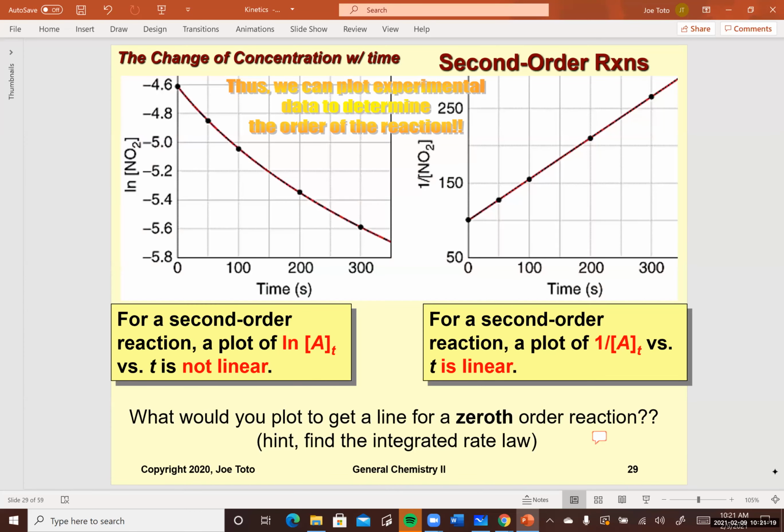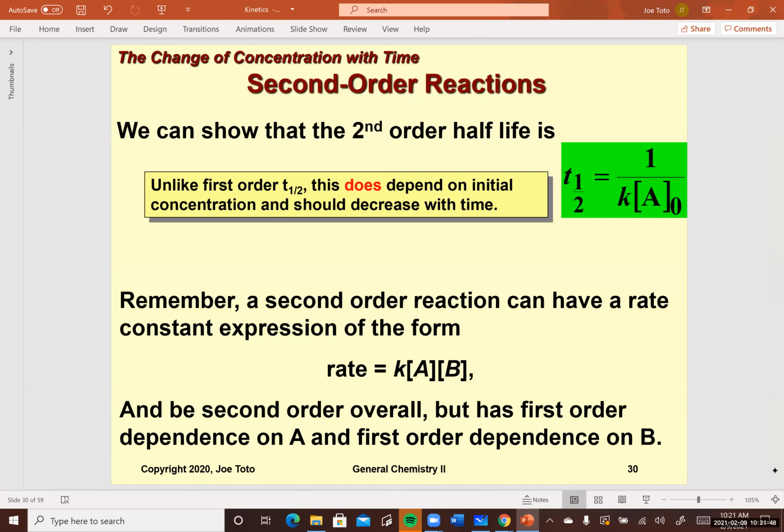Okay. This shows you the behavior for first order. No, I'm sorry, second order. So if I plotted concentration versus time, it would be curvature. If I plotted the log of the concentration versus time, it's going to be curvature. But if I plot 1 over concentration versus time for a second order reaction, that's where I get the linear function. And there's our half-life for second order.